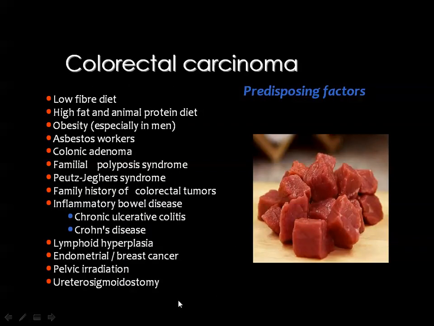There are a lot of risk factors, and one of the important risk factors is the high fat and animal protein diet. Also, the low fiber diet, obesity, asbestos workers, chronic adenomas, familial polyposis, and family history of colonic tumors, inflammatory bowel diseases like ulcerative colitis and Crohn's disease, lymphoid hyperplasia, pelvic irradiation, and also some surgical procedures.